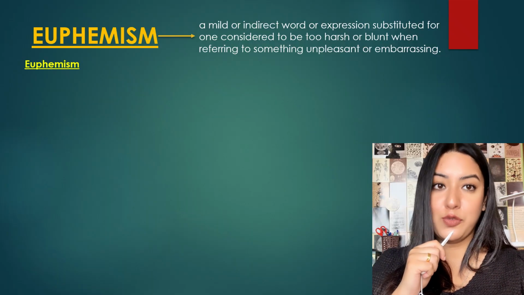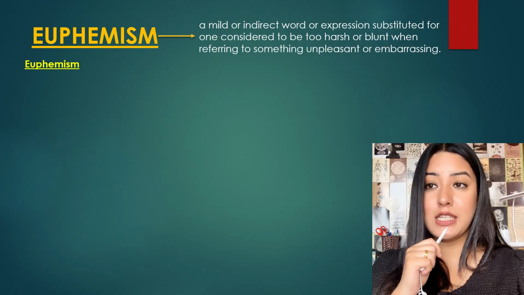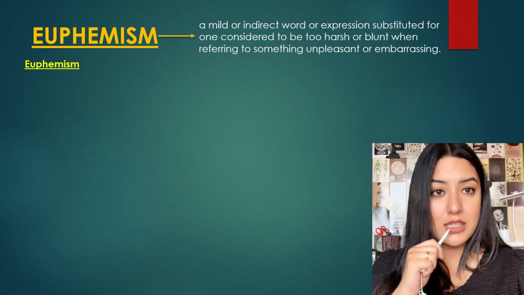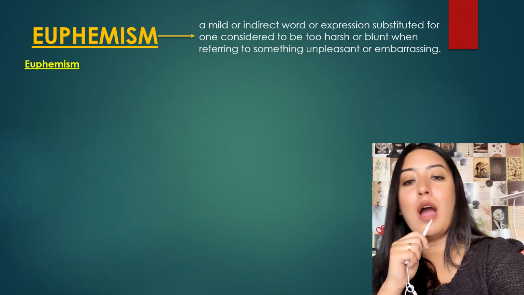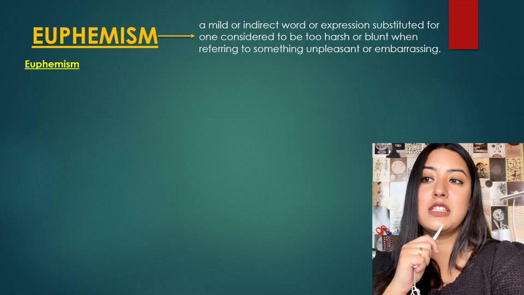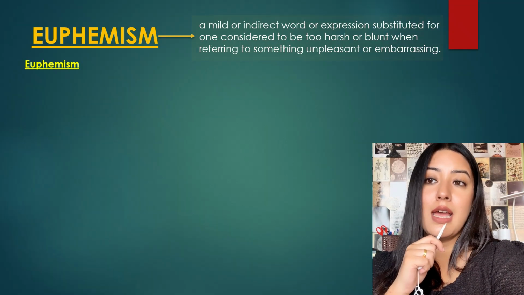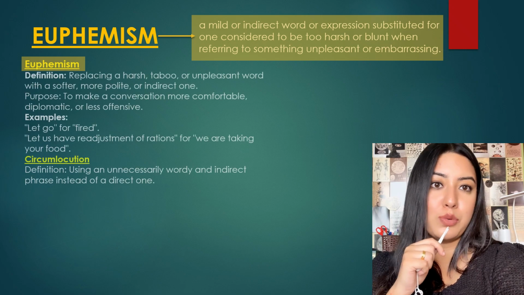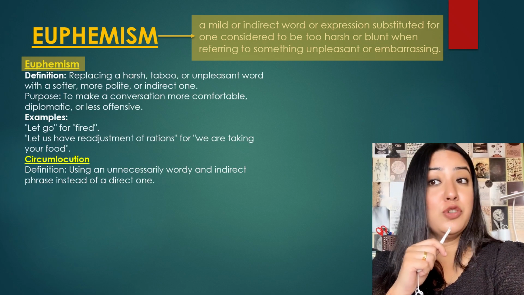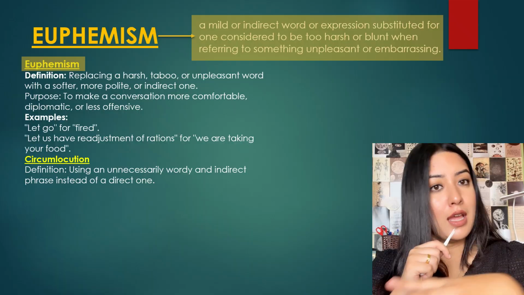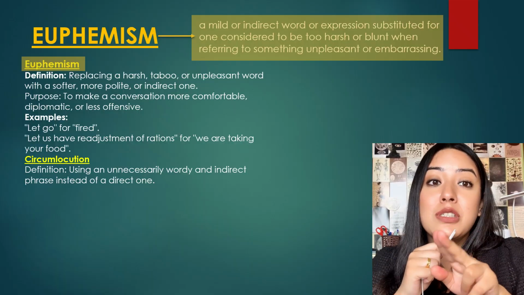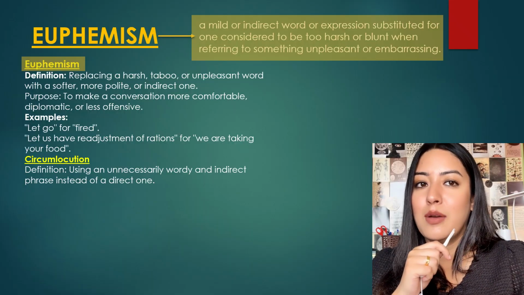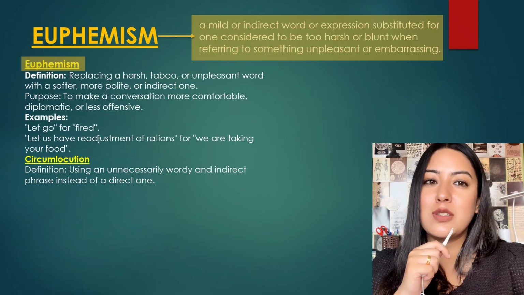So let us have a look at euphemism. Euphemism is a mild or indirect word or expression substituted for one considered to be too harsh or blunt when referring to something unpleasant or embarrassing. If you go back to circumlocution, it is a literary device or a rhetorical device characterized by unnecessary use of more words. You use more words to describe something, but for euphemism, it's a substitution of words. In circumlocution, you use more words for anything, but for euphemism, it's a substitution, like what you have to say, but you just use something else so that it's not so offensive.